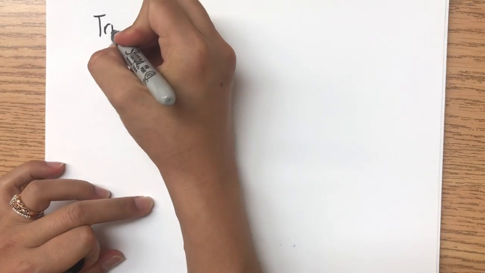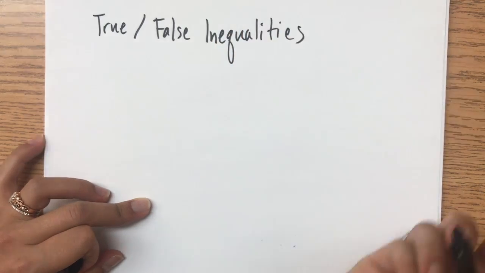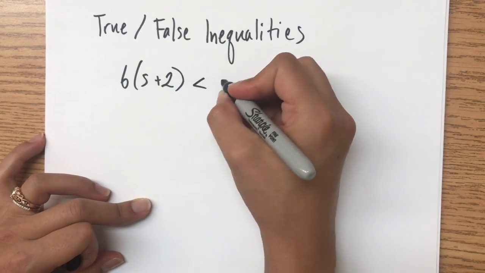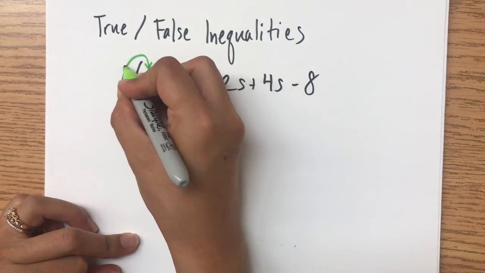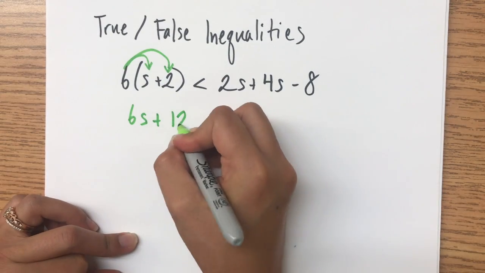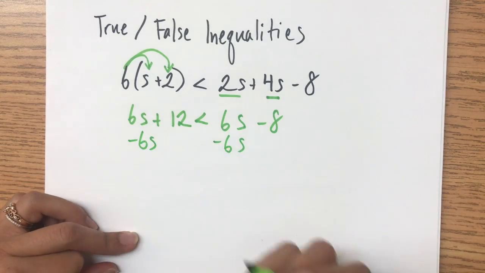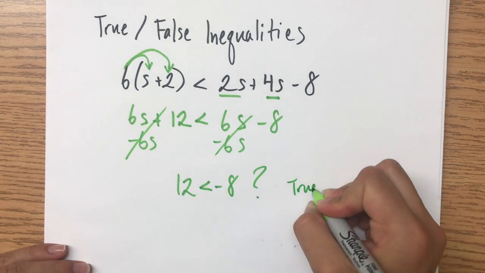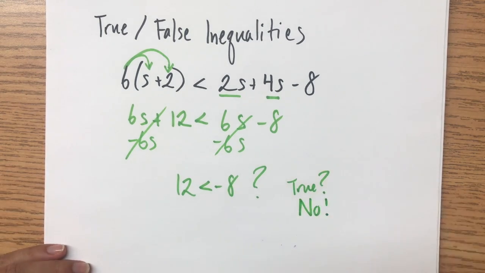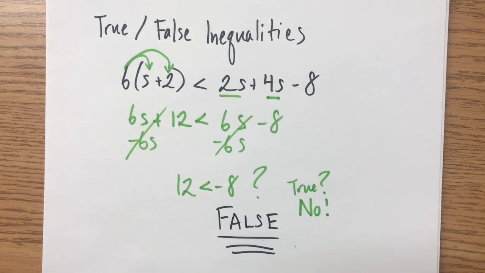Okay, next one. Let's take another example, looking at true or false inequalities. For instance, you know that 5 is not greater than 10, right? So if I said 5 was greater than 10, you would say that's false. So we're going to solve this by distributing that 6. We'll get 6x plus 12, and on the other side, we'll combine those like terms. So we get 6x minus 8, and then when we solve, we get 12 is less than negative 8. Is this true? Well, no, this is not true. So it's a false inequality.